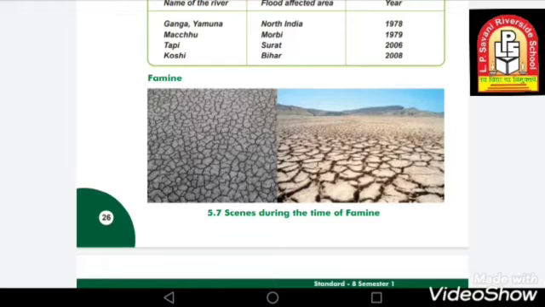In today's class, we are going to study another natural disaster, that is famine. Now, as you can see in the picture, there is a land which is fully dried up, right? This is the scene during the time of famine. During the time of famine, the situation is such that there is no food for the people. Why has this situation happened? Let's see in this chapter.